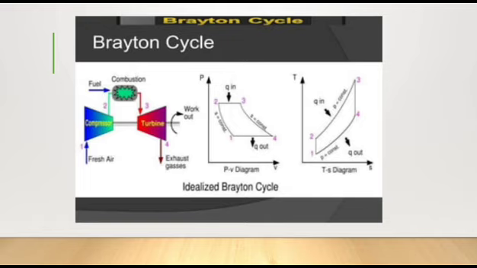In process 3 to 4, the high temperature air expands isentropically in the turbine to the ambient pressure. The temperature falls from T3 to T4. In process 4 to 1, the air is then returned to its original position after passing through a cooler where it cools at constant pressure. These are the processes in the Brayton cycle.